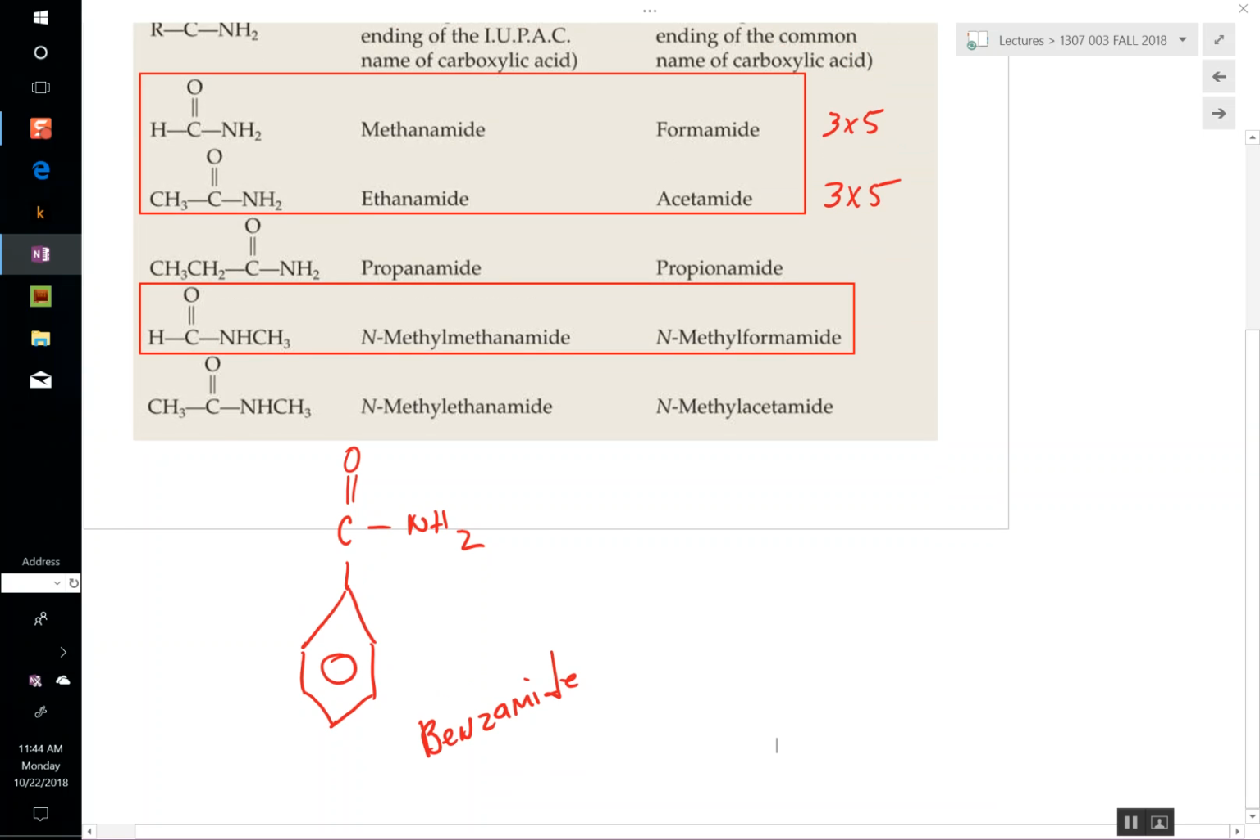Okay, so there's your benzene ring with an amide functionality attached to it. So the benzamide is attached to it. You should have a 3x5 card for that one. Derivative of benzoic acid. Yeah, so you're converting benzoic acid into an amide. So instead of an OH, you're adding an NH2. So there's benzoic acid.